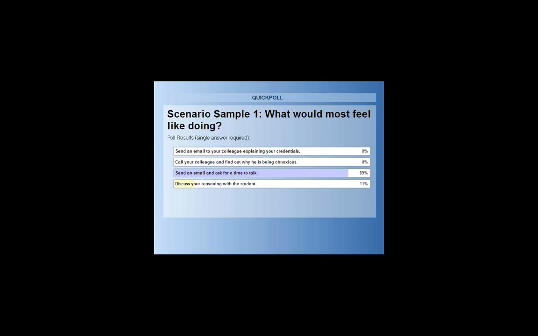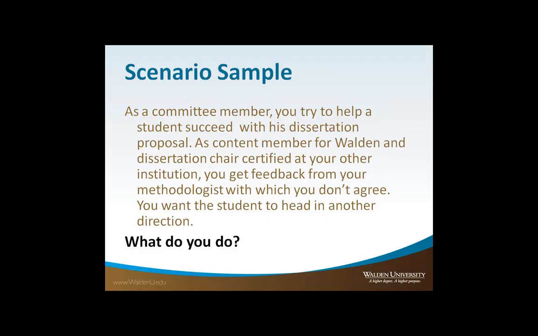Probably the one that most of you selected is the one that I would do, simply because there's obviously, remember that Covey, seek first to understand. So why is this methodologist disagreeing with me if I'm the committee member? And why are they disagreeing? I need to know that. So that's a good one.